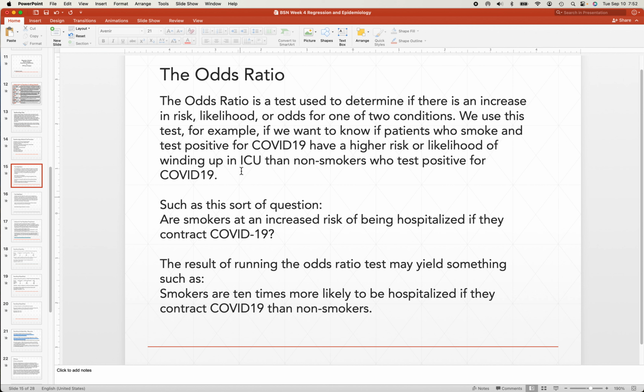And the result of an odds ratio, you will see this in the literature, are statements such as this, that smokers are 10 times more likely to be hospitalized if they contract COVID 19 than non smokers. By the way, I made that number up. I don't know what the number is, if we have studies on this. But this is the kind of result you see with an odds ratio, where we're able to express numerically the increased risk of one condition versus another condition leading to our outcome.